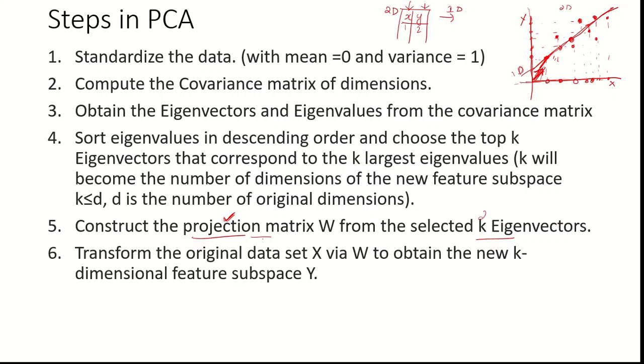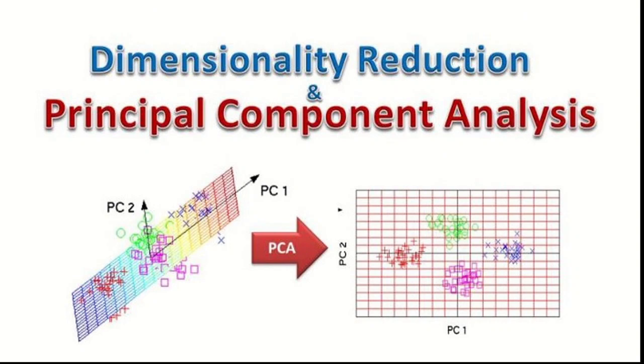They transform the original dataset X via W to obtain the new k-dimensional feature space. Okay, so the points on this line are the new dataset, and that is what PCA is all about. And let us see, it's a representation. It is in 3D; from 3D to 2D conversion we have shown here.